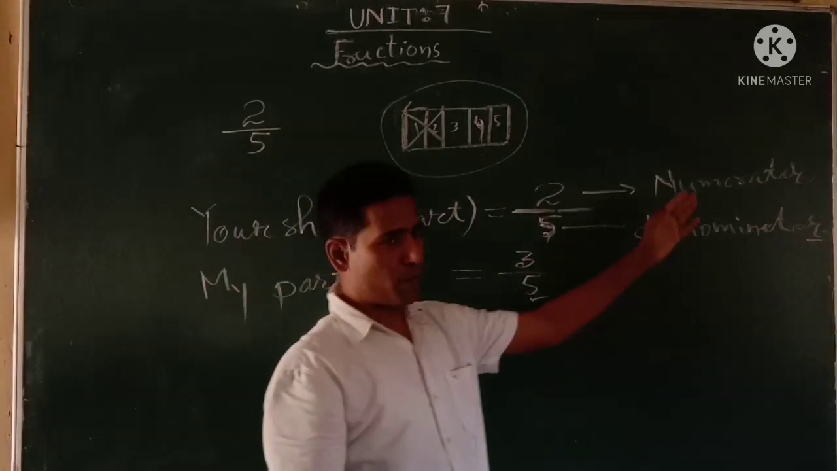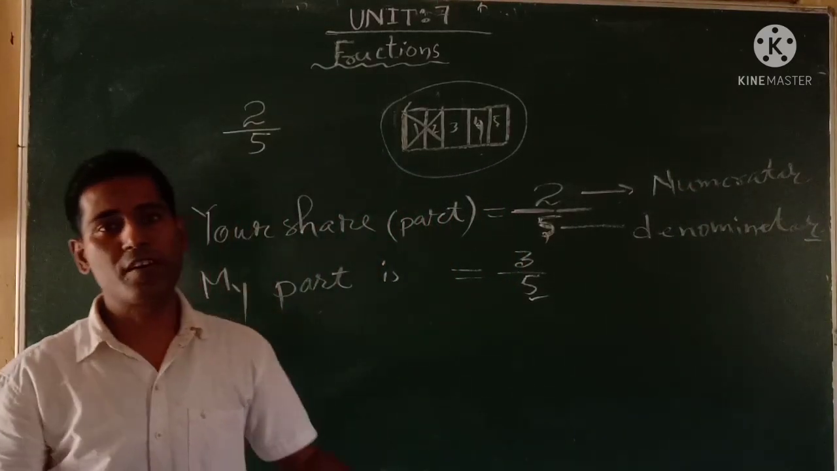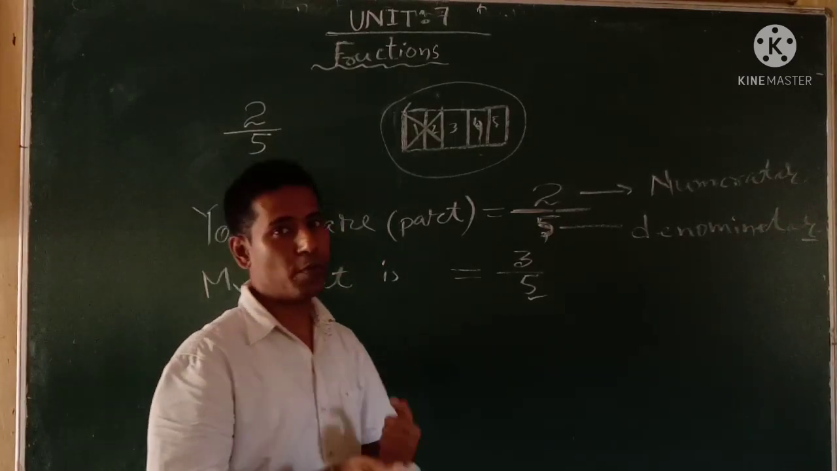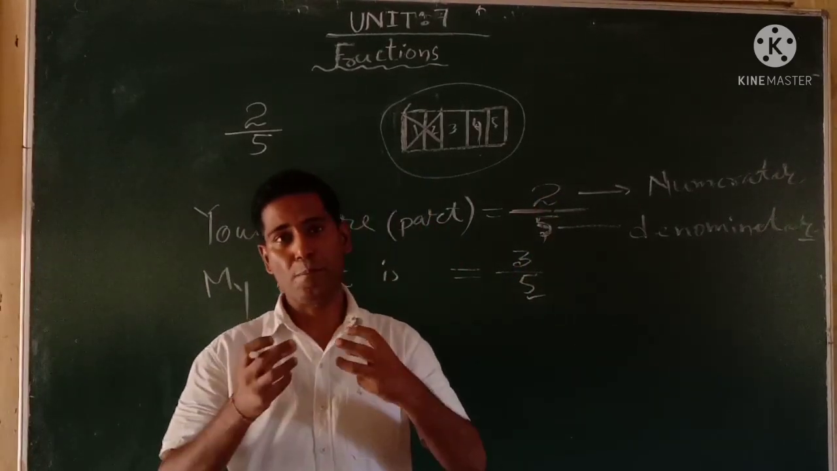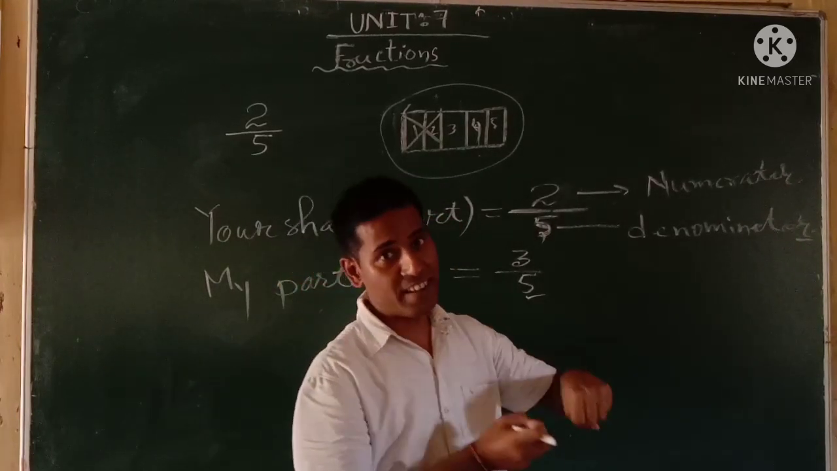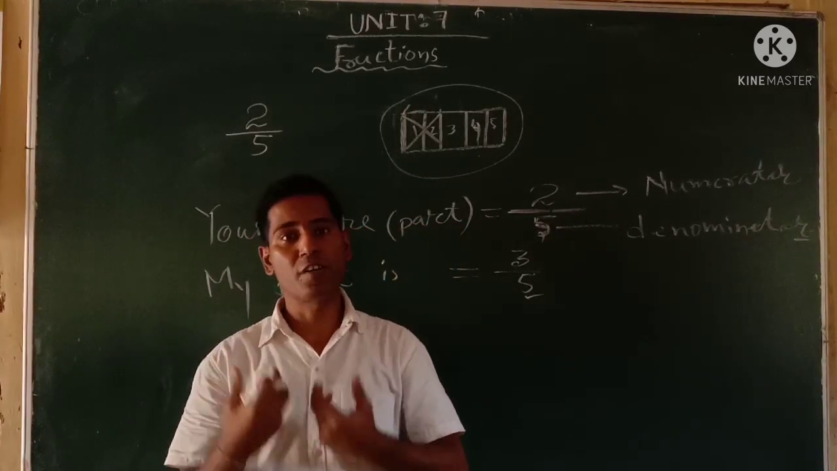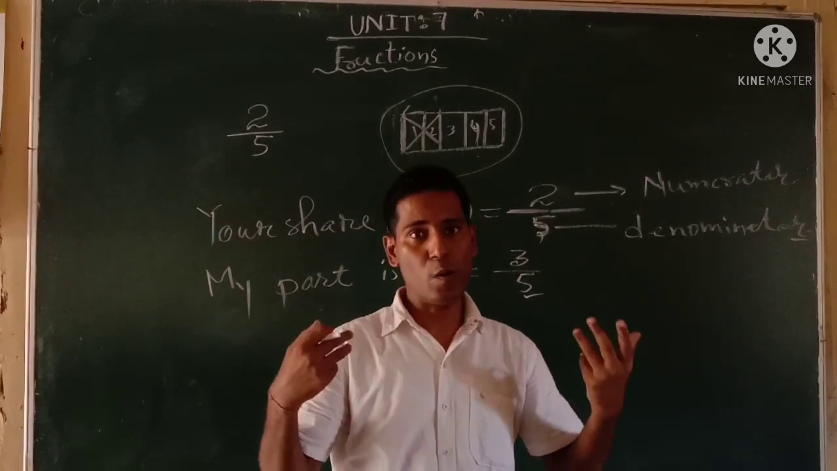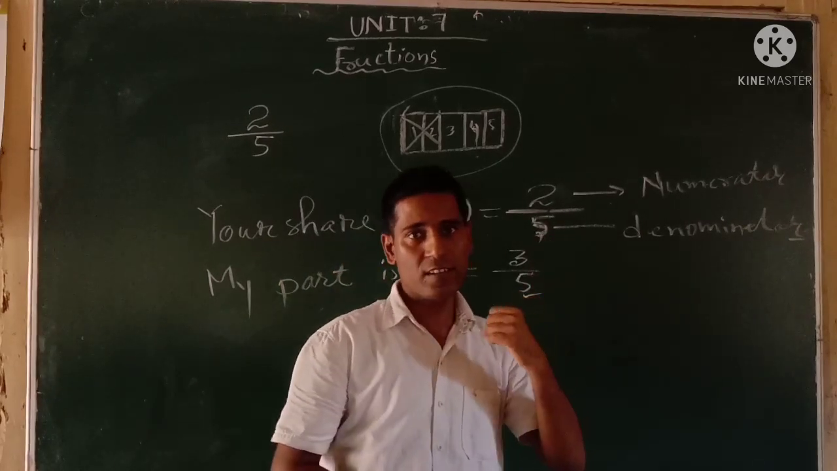So you've got the idea of numerator and denominator. The number above the bar is called the numerator, and the number below the bar is called the denominator. The numerator refers to the part of the whole that has been taken out, the part you have got, and the complete parts of the cake is called the denominator. Are you getting me?